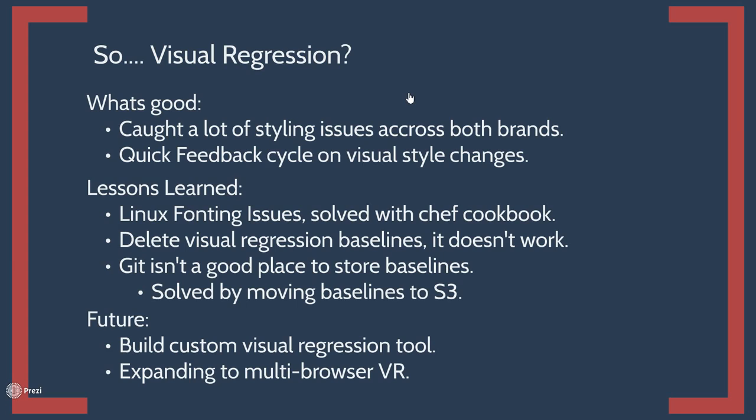It just keeps passing the build. It's got nothing to compare it against. And Git isn't a good place to store baselines. So if you're producing an 8 megabyte PNG file and you're checking it in 2-3 times a week, your Git repository gets really, really big. And we can solve both of them by moving into S3.